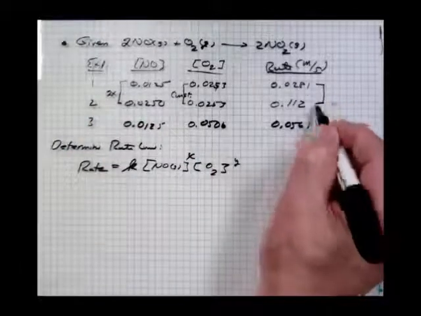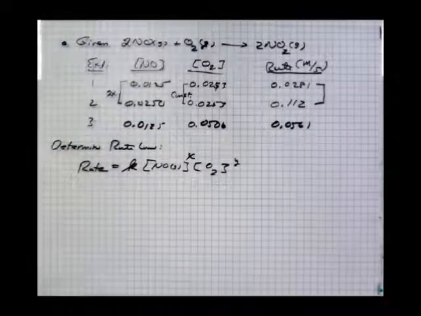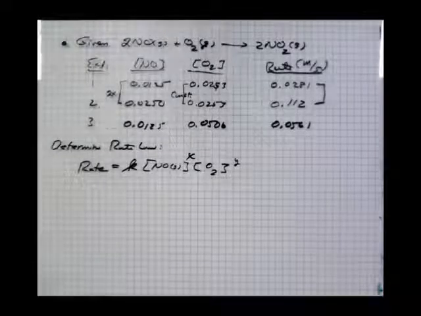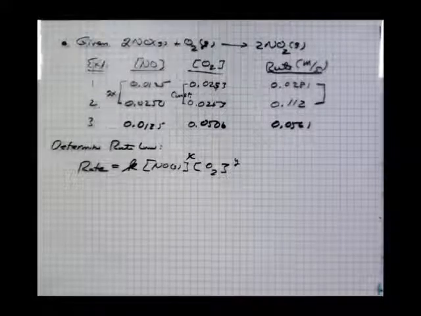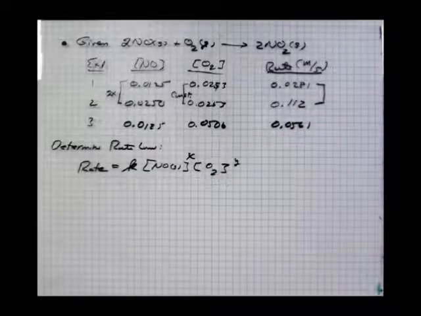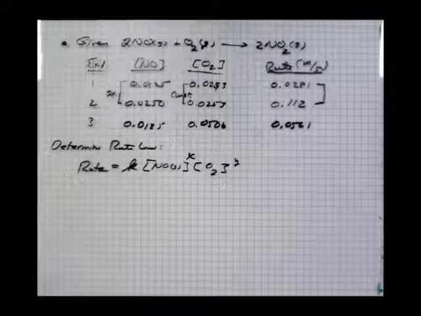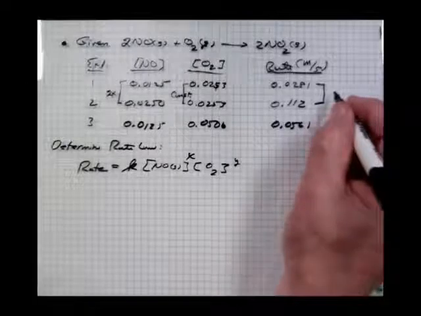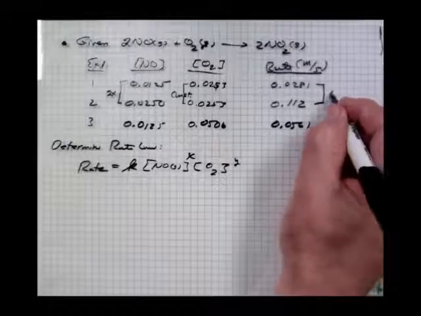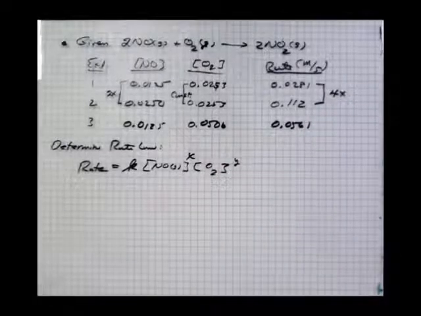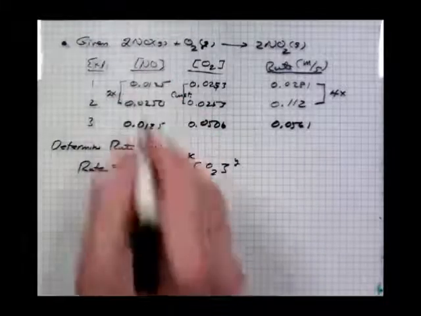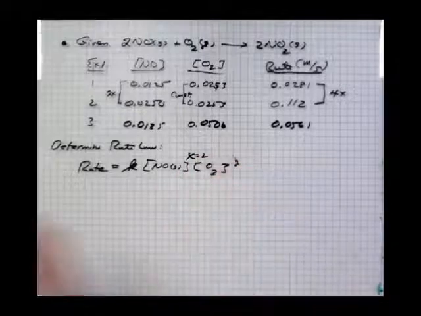Now we look at what happens to the rate of reaction here. Now, if it's not immediately obvious, you divide the little number into the big number. And this will come out 3.985. We round up to 4 times. So the conclusion is X, which is associated with NO, will be a 2.